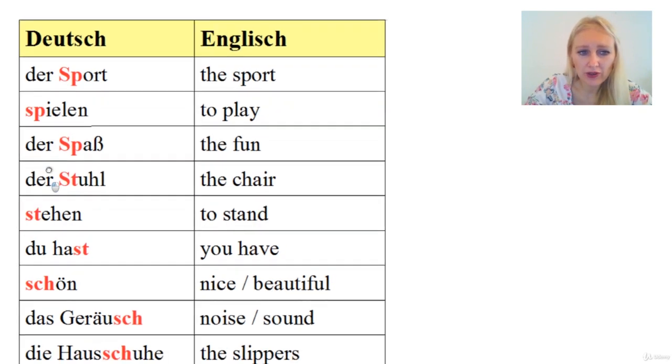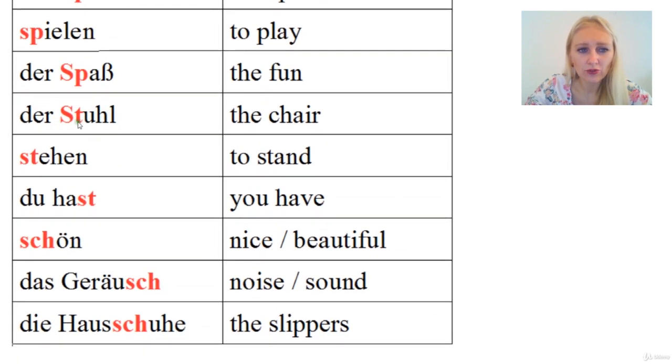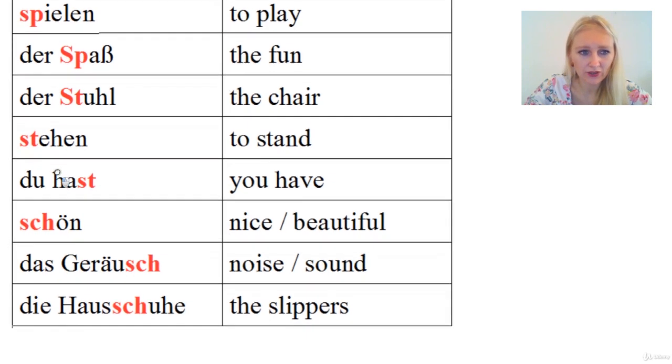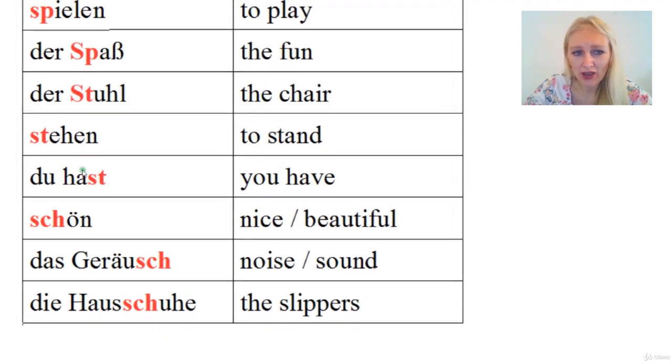And then whenever you have an ST at the beginning of a word, you also pronounce it as "sht", okay, so here it's der Stuhl. Der Stuhl, also masculine, okay, der Stuhl. Then we have stehen, to stand, stehen, okay, it would be good if you could repeat it also, stehen. Du hast, so here you see you have an ST at the end of the word, so you pronounce it the normal way, du hast.